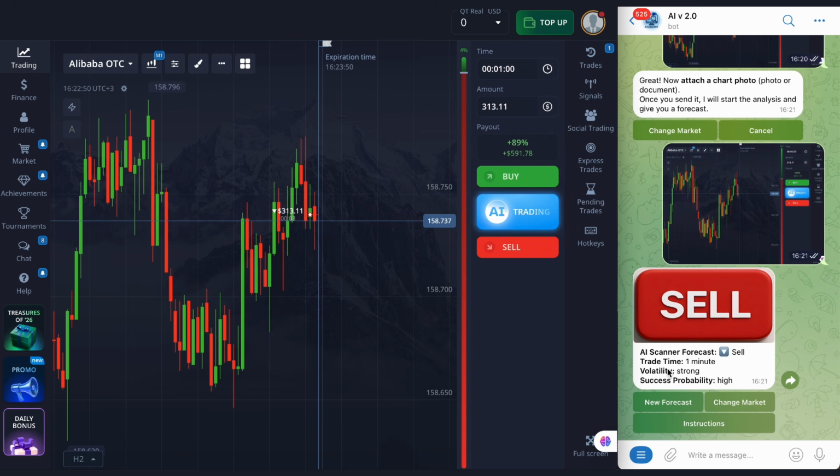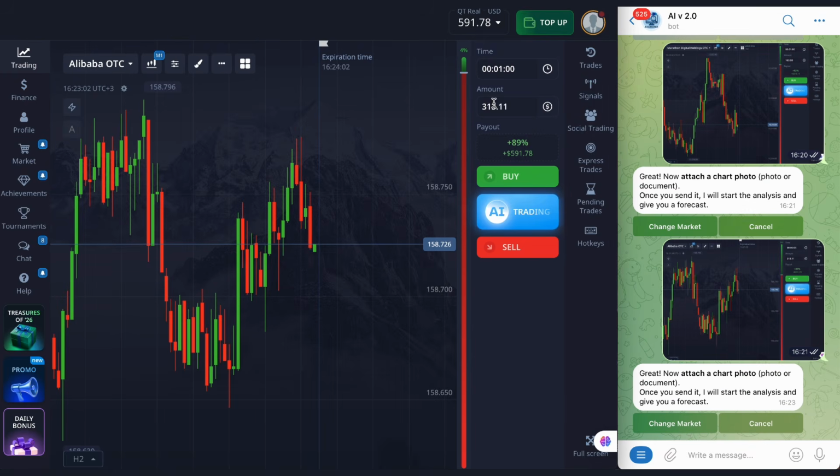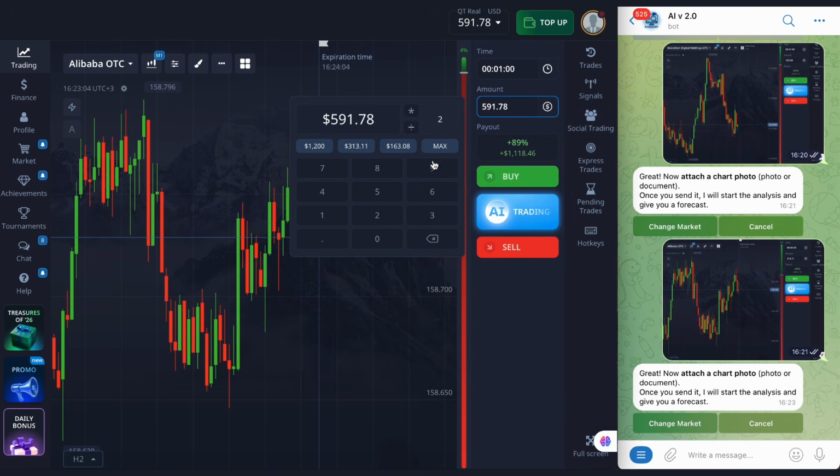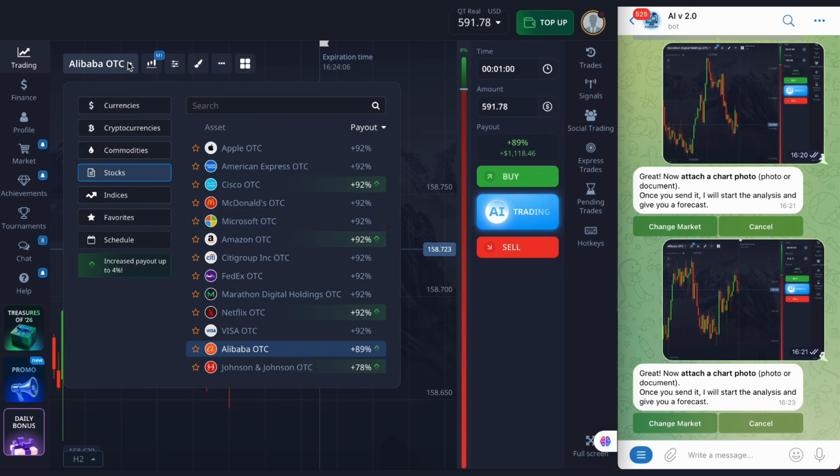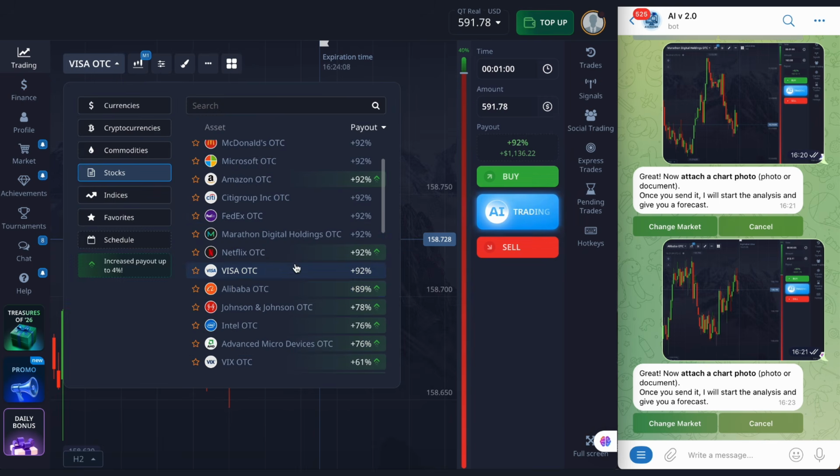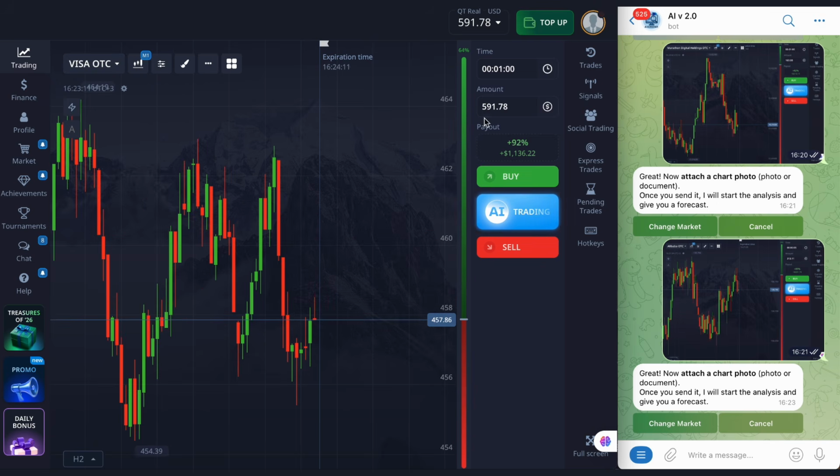We are almost there. 3 seconds left on the timer, 2 seconds, 1, and here we go, ladies and gentlemen. We just secured our next win in the market and it is looking good for us, ladies and gentlemen. Let's go ahead and hit the market with our next trade, which is possibly gonna be our last trade for this session, and that is gonna be on Visa OTC.